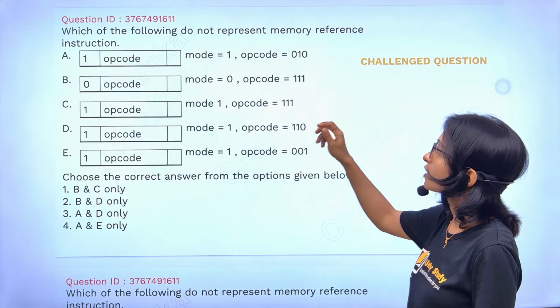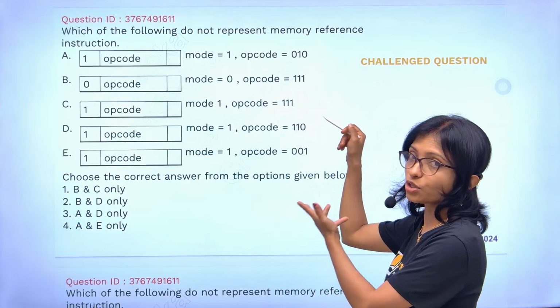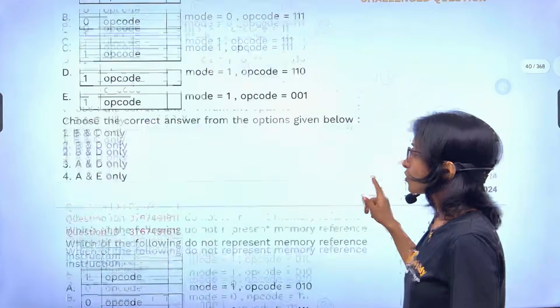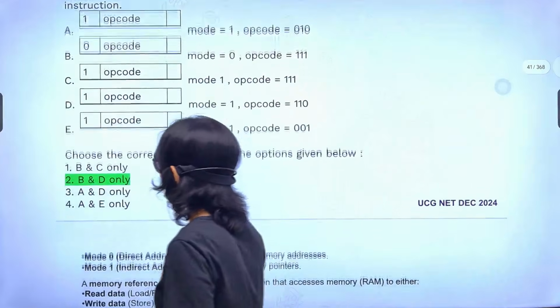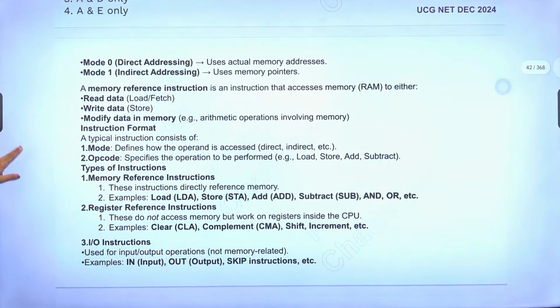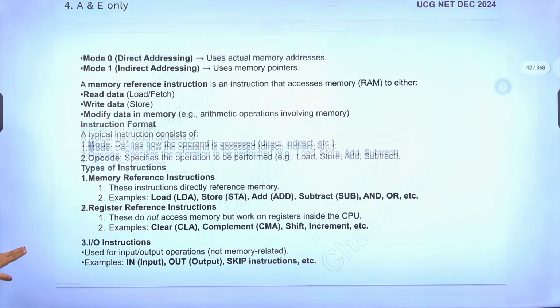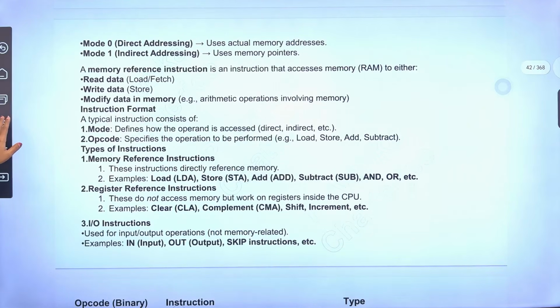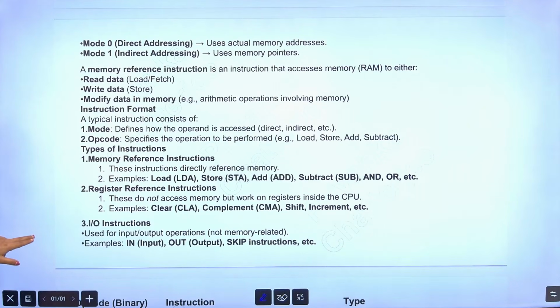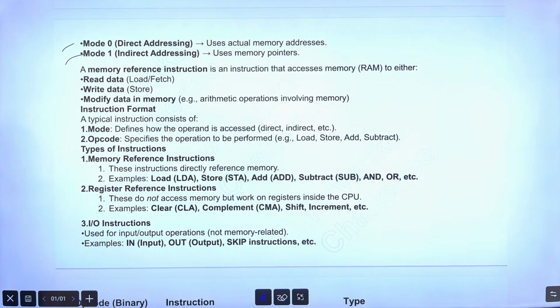So here the opcode and mode are given. Maybe you are not able to understand what this is. So what is this actually? For understanding that, you need to know, first of all, mode 0 means direct addressing mode, and mode 1 means indirect addressing mode. We did this at the time of the addressing mode class. Those who were in that class know mode 0 and mode 1.